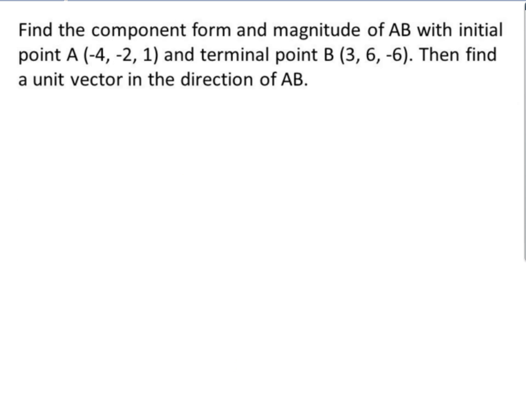To find the component form and magnitude of AB that has the initial point of A at -4, -2, 1, and the terminal point at 3, 6, and -6. And then we need to find a unit vector in the same direction of AB. Now remember, when we found the component form, we did x sub 2 minus x sub 1. Y sub 2 minus y sub 1. Since we do have a third point now, it's going to have to be z sub 2 minus z sub 1.